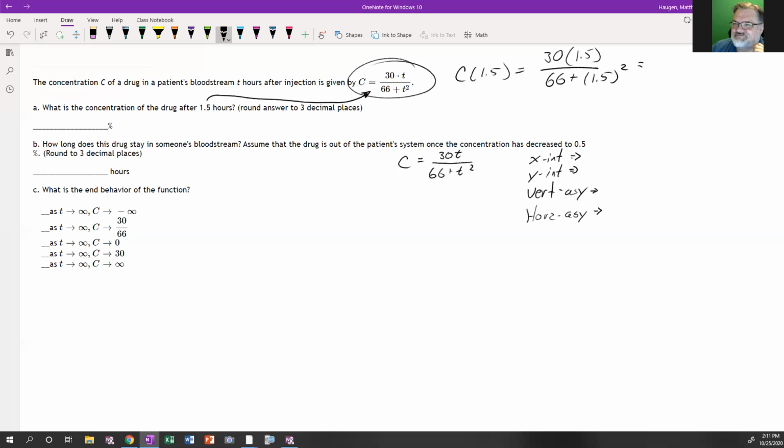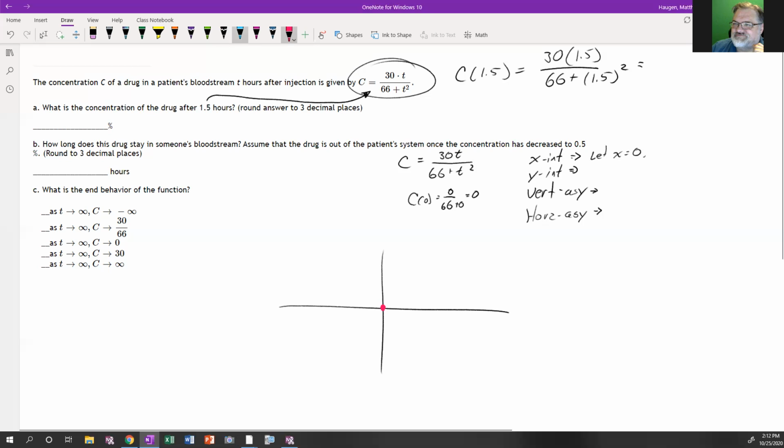So we've talked about some of these things. You've done some reading on some of these things, but in general, if we want to find y-intercepts, we let x equal 0. So if we let x equal 0, we're going to get C at 0 equals 30 times 0, which is 0, over 66 plus 0 squared. So we get 0. So that means this thing has an x-intercept and, frankly, a y-intercept at 0, 0.